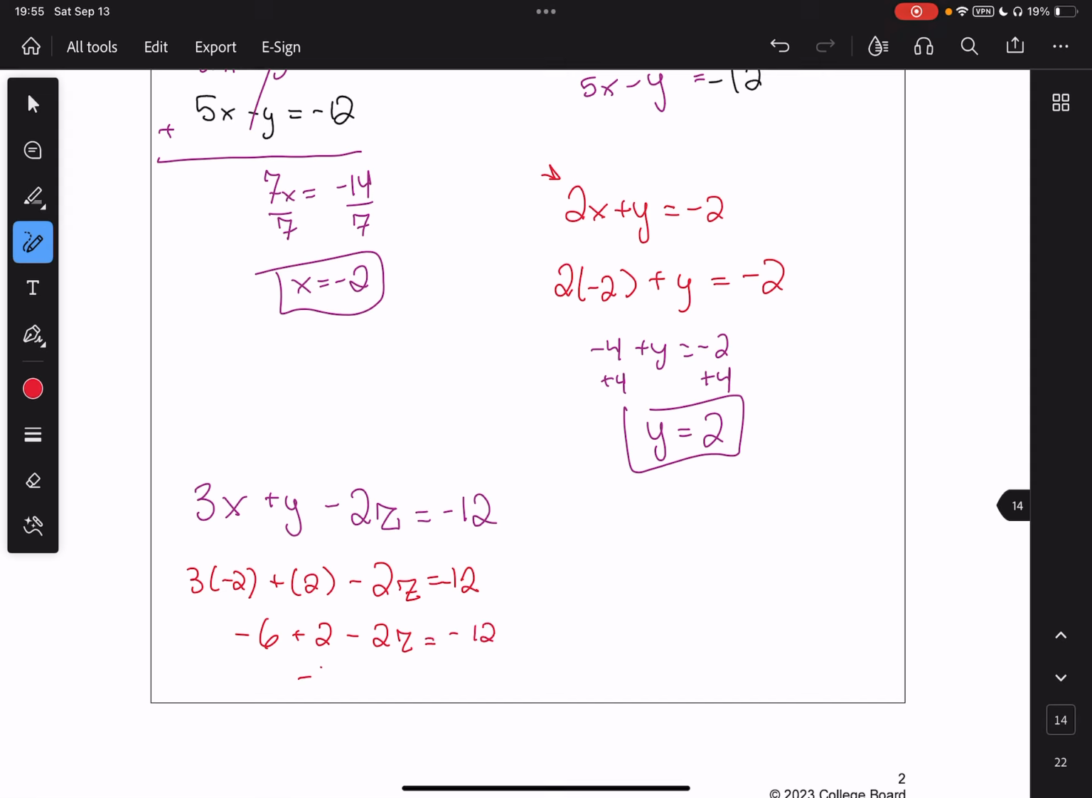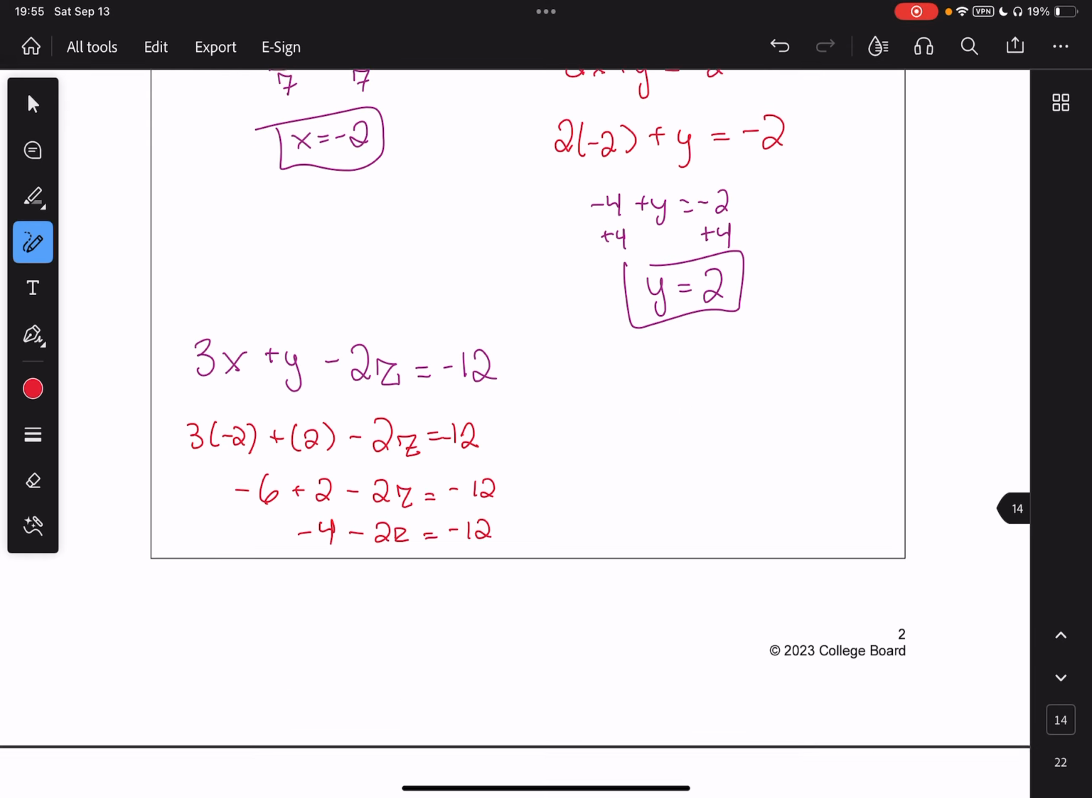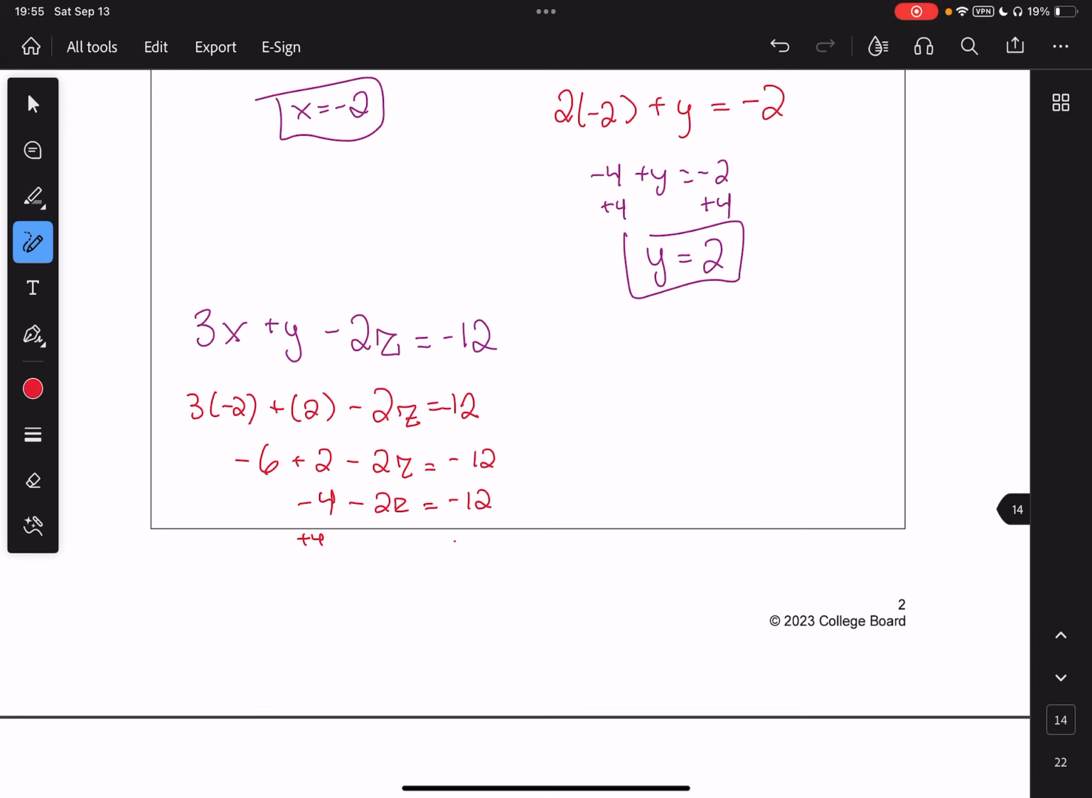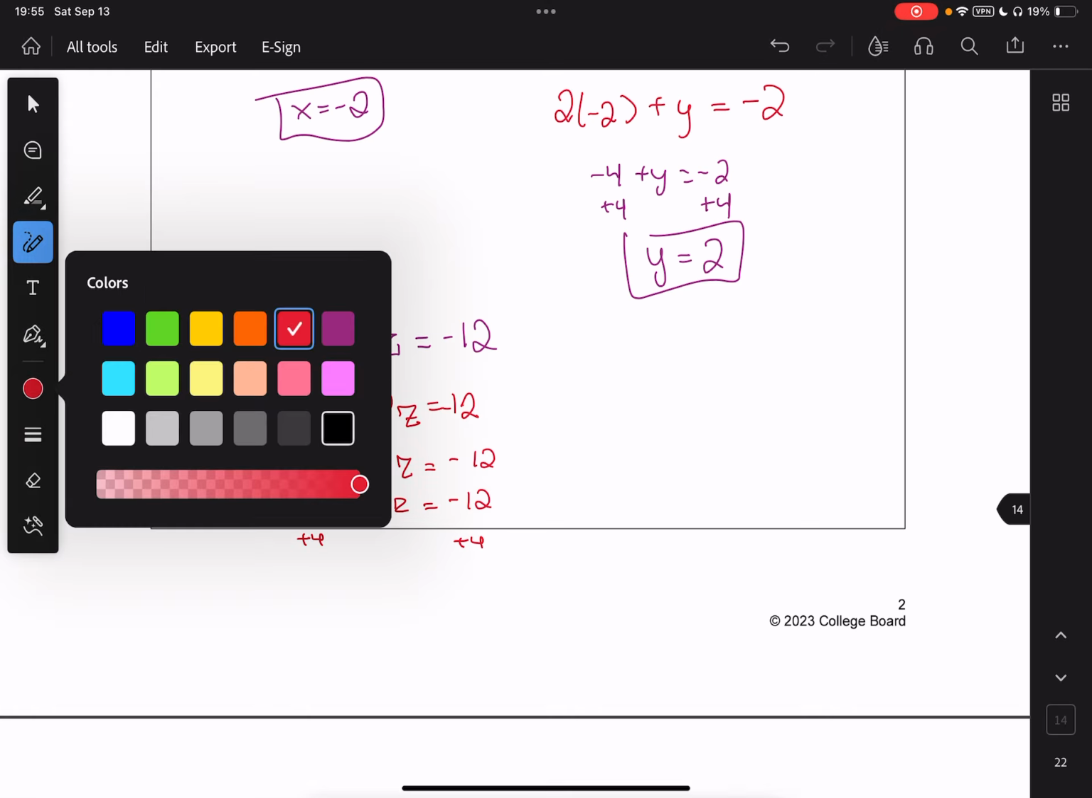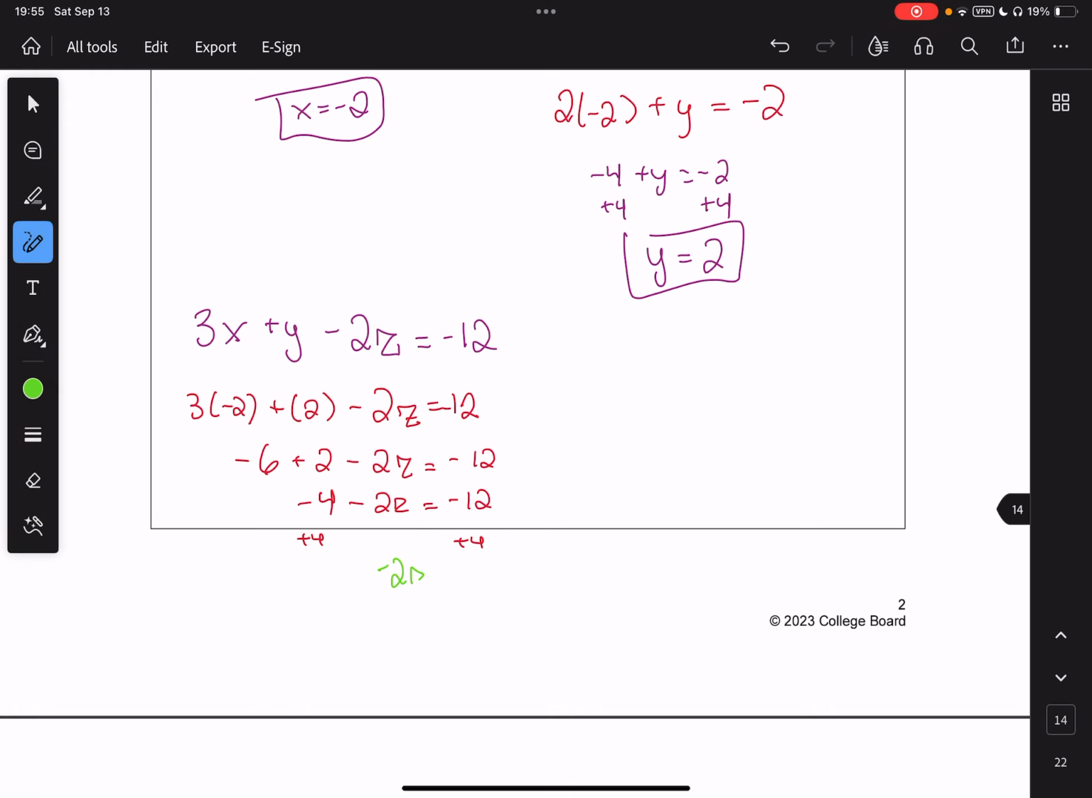Negative 6 plus 2 is negative 4, minus 2z equals negative 12. We're going to add 4 to both sides. Our new equation becomes negative 2z is equal to negative 12 plus 4, which is negative 8. We're going to divide both sides by negative 2. We got our answer: z is equal to positive 4.